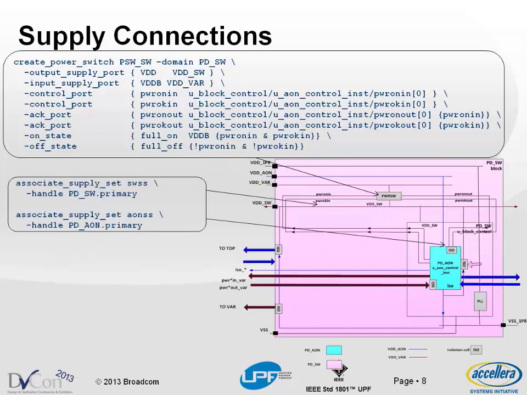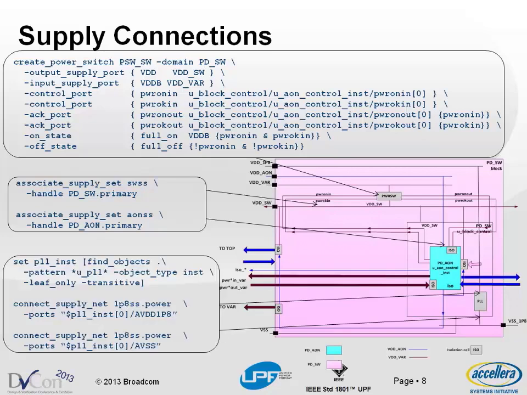If you're familiar with UPF 1.0, we had this command called set domain supply net. Well, that is replaced with a command called associate supply set. In UPF 2.0, you can do associate supply set and define the handles. So in our case, we have two domains, a pink domain and a blue domain. The pink domain is switched, the blue domain is on, and we just define it with their respective handles.